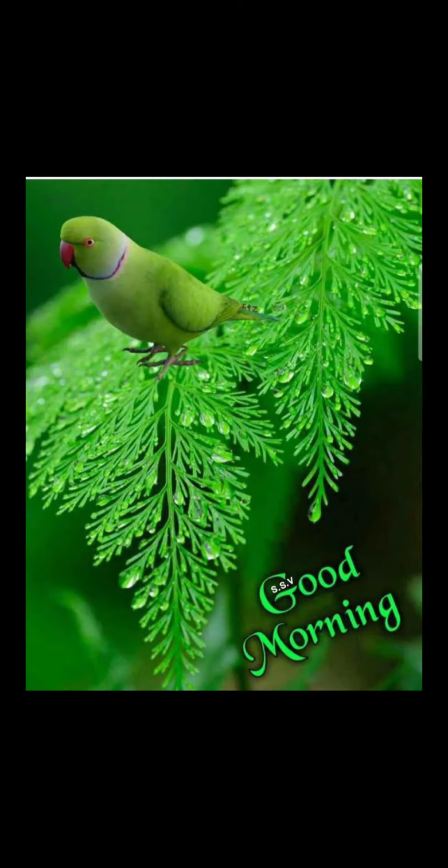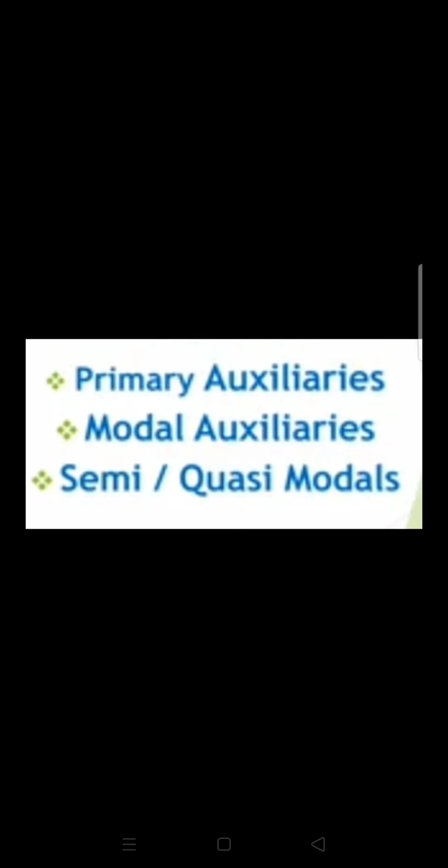In this class, we are going to learn the grammar topic Auxiliaries and Modals. Verbs can be classified into two different types. They are main verbs and auxiliary verbs. Auxiliary verbs are divided into two categories. They are primary auxiliaries and modal auxiliaries. There are 11 primary auxiliaries, 13 modal auxiliaries. Among the 13 modal verbs, 4 verbs are called semi or quasi modals.